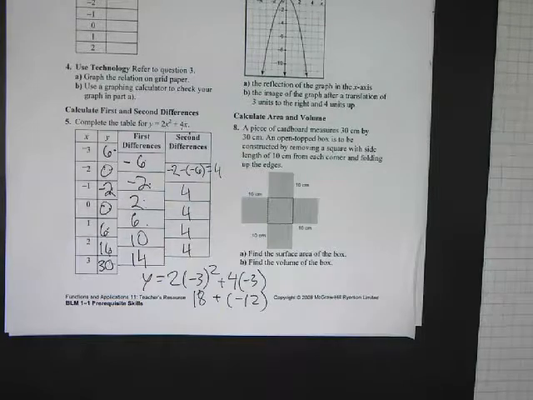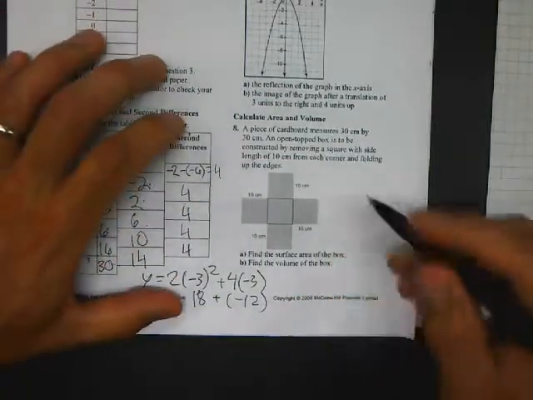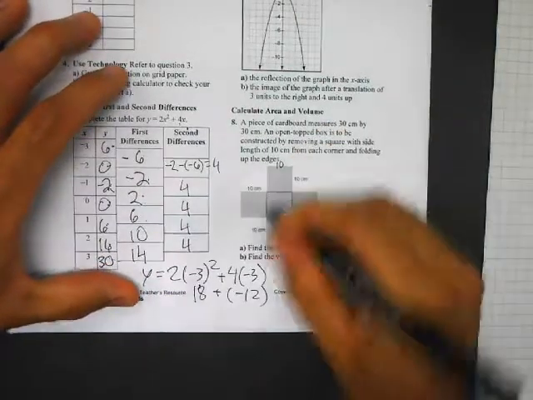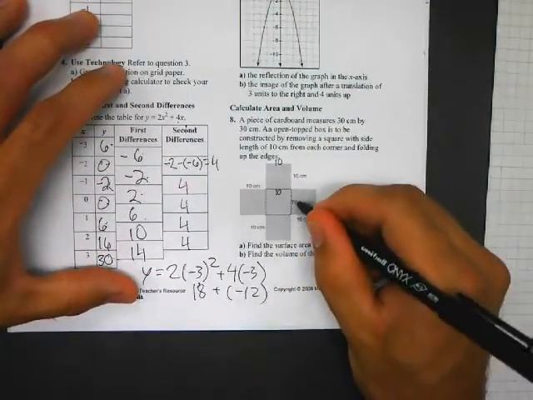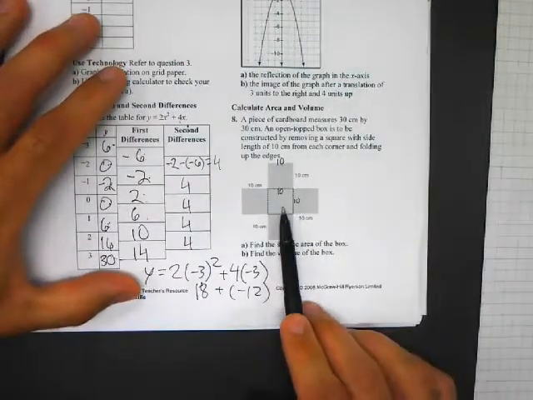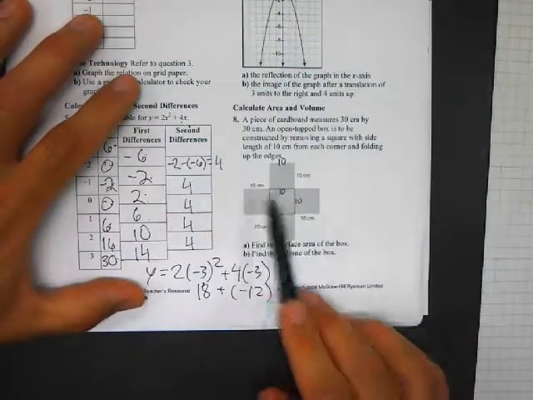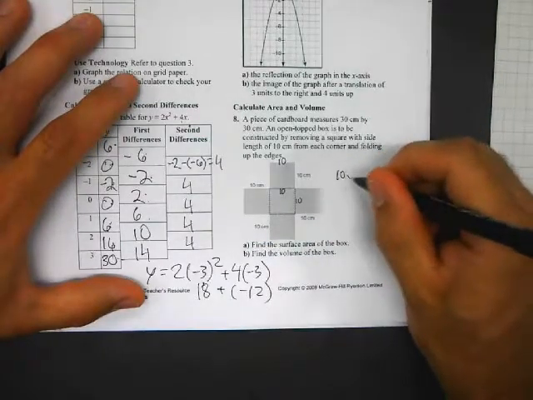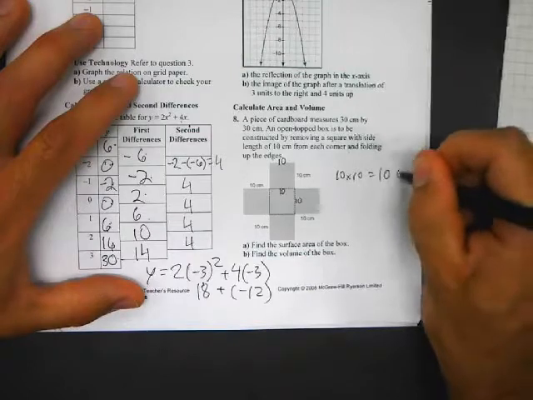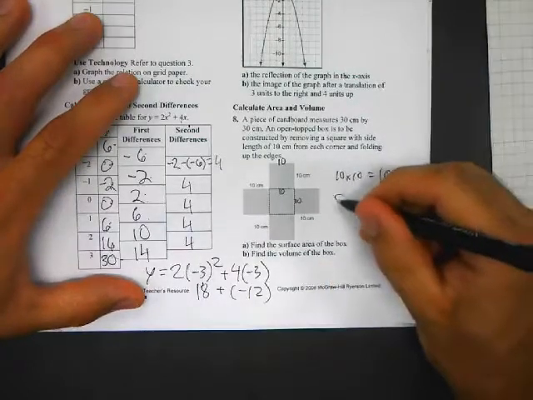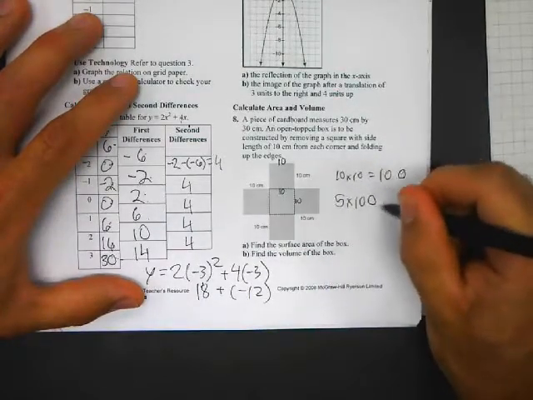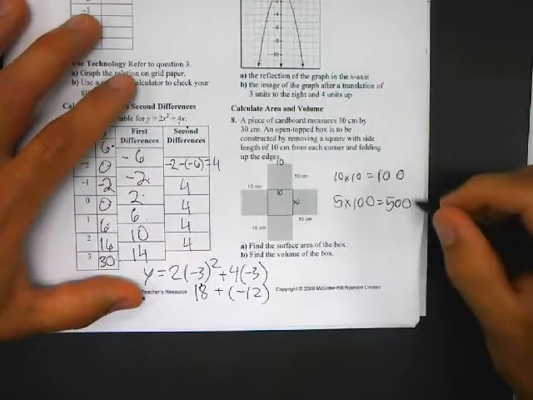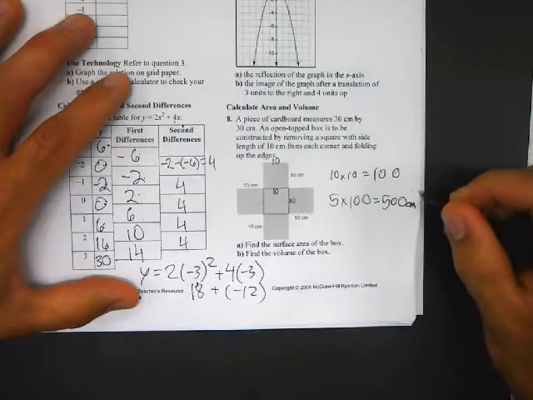So what we're going to do here is say to ourselves, well, these are all squares. We know the measurements now. They're all 10 by 10. So that base would be 10 by 10 is 100, and there's 5 squares. So we're just going to go 10 times 10 equals 100. There's 5 of them, so it's 5 times 100 equals 500. What are the units here? Centimeters, so it's going to be centimeters squared. Good.